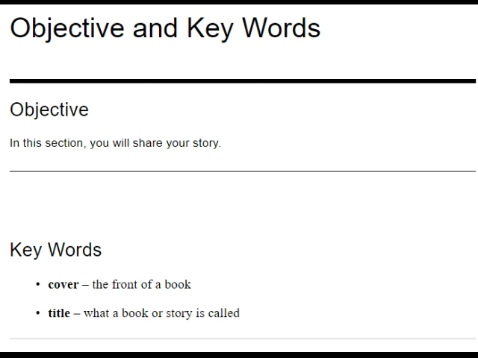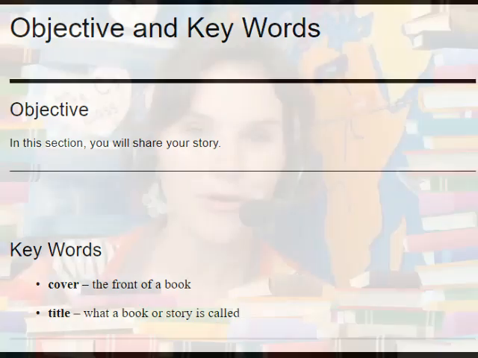Right here, I can see the objective. That means what you're going to do. In this section, you will share your story. I also see two key words, cover, which means the front of a book, and title, which is what a book or story is called. Let's look at an example.